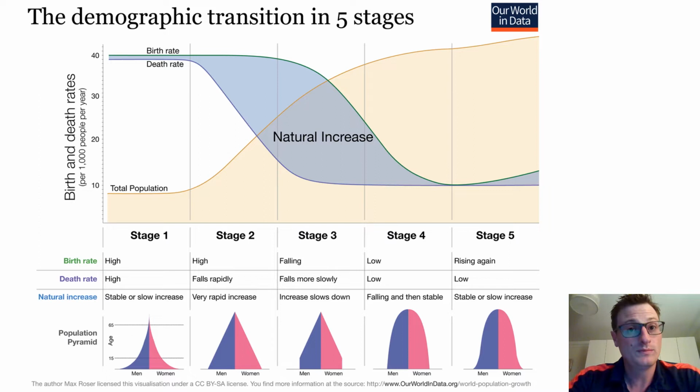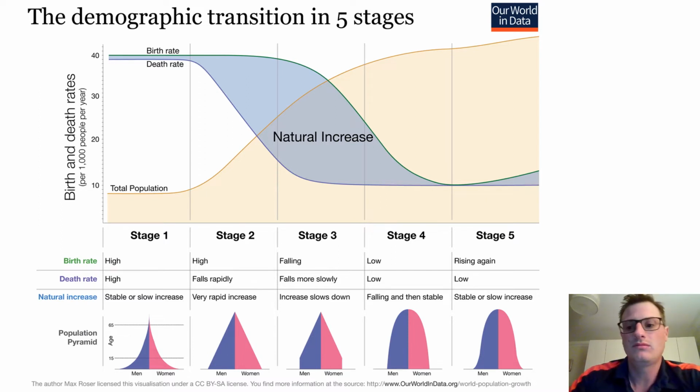Okay, stage two. Here we have rapid population growth. You can see the green line and the blue line start to move apart here. At this point we have sanitation, that place will have healthcare, better diet, people start to live a bit longer. The UK went through this in the later 18th century.